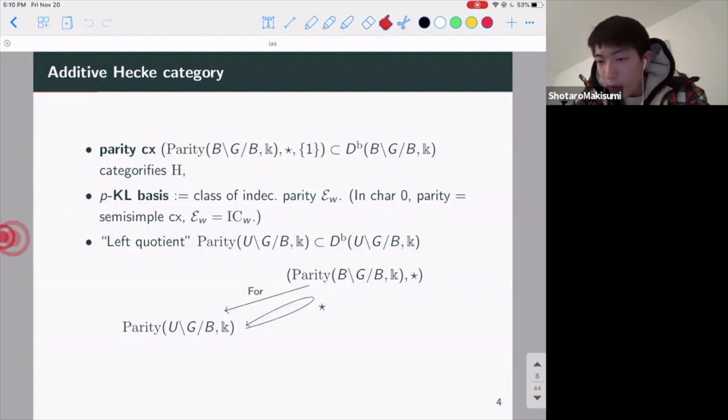And maybe I want to emphasize that thanks to the work of Elias and Williamson, this category of parity complexes, well, it has a geometric definition, but it can be understood in a completely combinatorial way. I also want to look at the B constructible version of that. And so just by restricting the diagram from before, now I get this diagram.